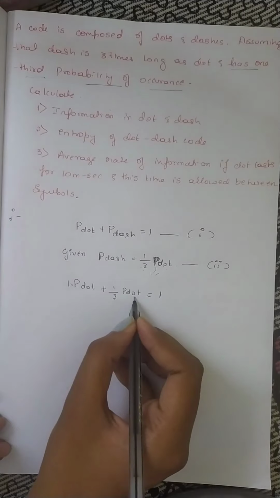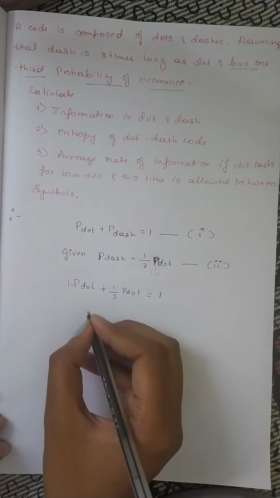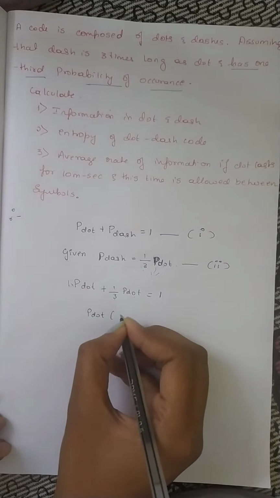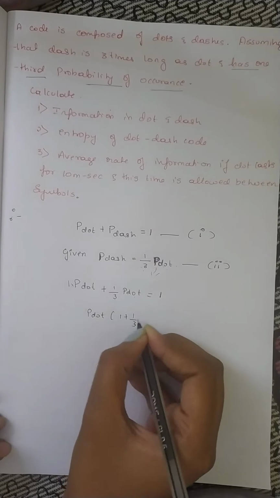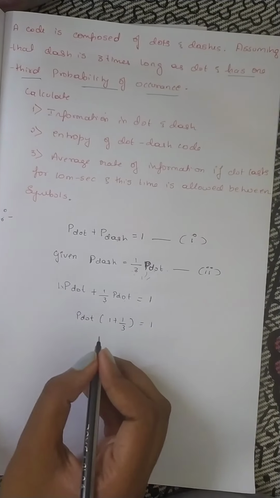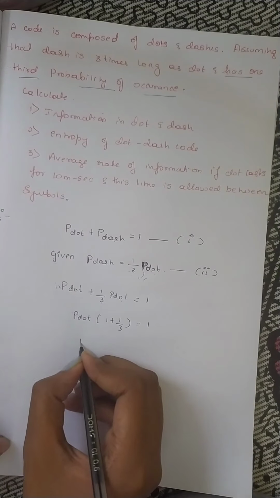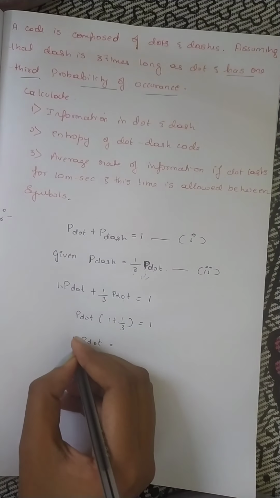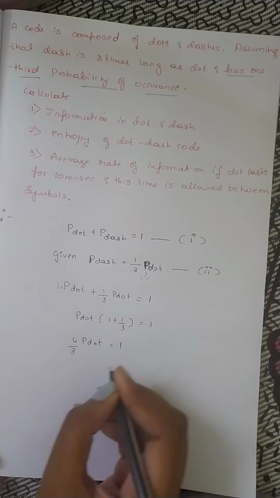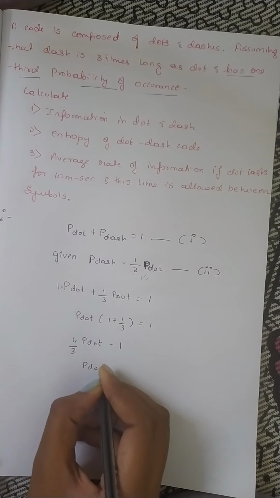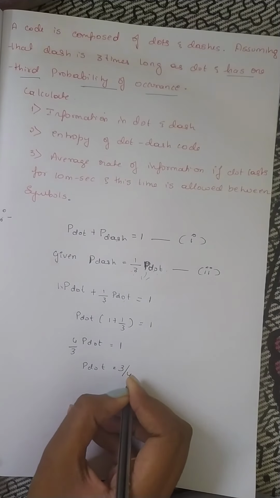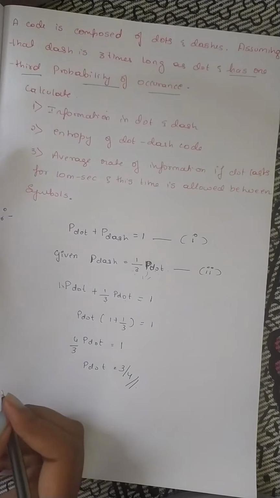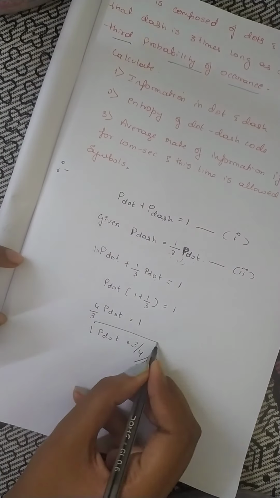Okay, now this is nothing but 1 plus 1 by 3 p dot. I can take p dot out: p dot into 1 plus 1 by 3 is equal to 1. So 1 plus 1 by 3 is nothing but 4 by 3, p dot is equal to 1. So p dot is equal to 3 by 4. Okay, so we got the answer for p dot, that is 3 by 4.